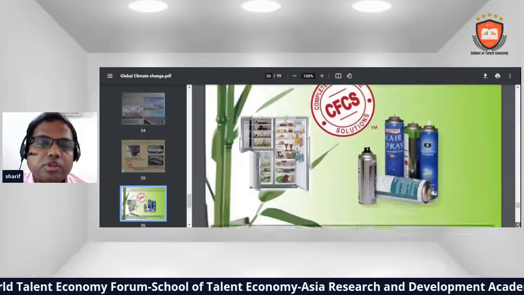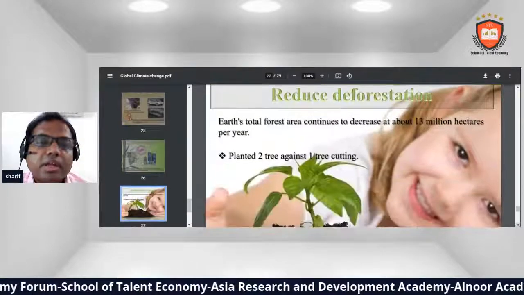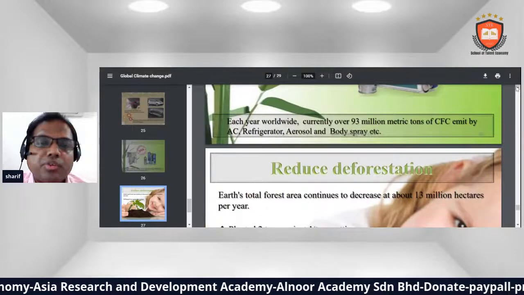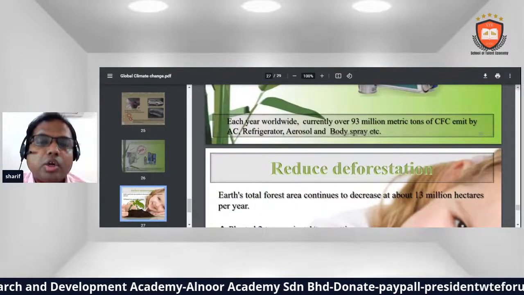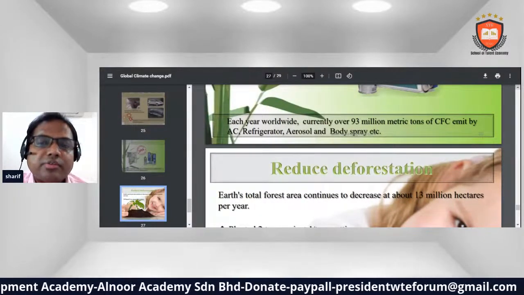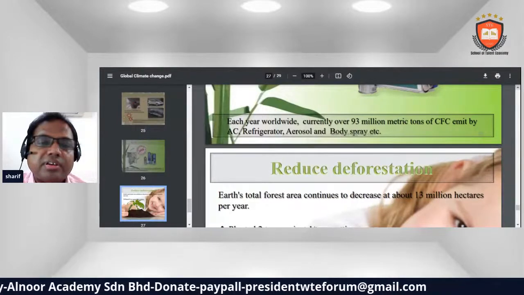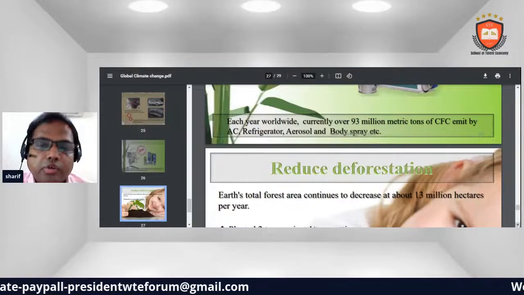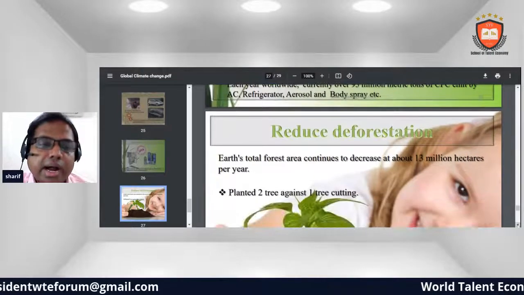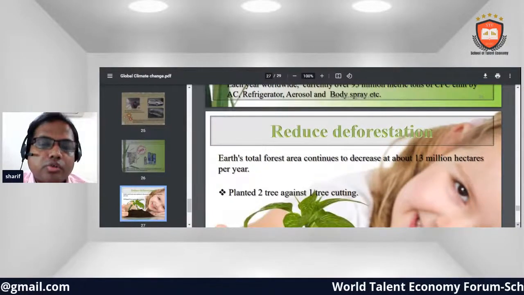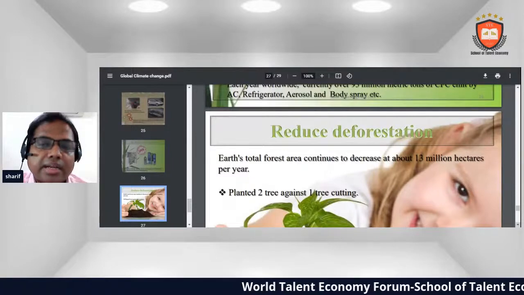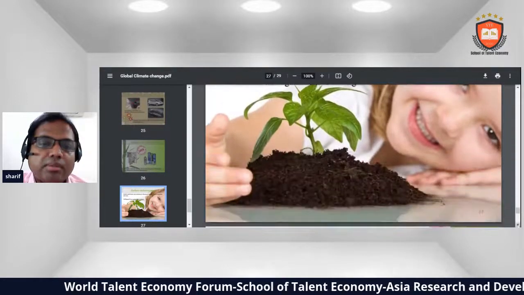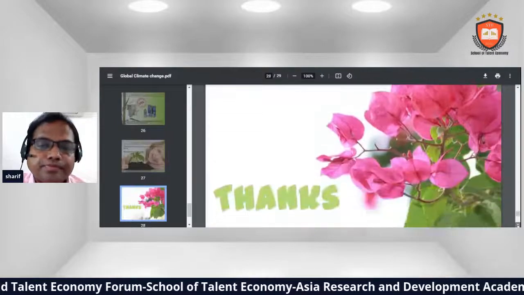Reduce CFC emissions. Worldwide each year, over 93 million metric tons of CFC are currently emitted by ACs, refrigerators, aerosols, and body spray. Reduce deforestation. Earth's total forest area continues to decrease at about 13 million hectares per year. Plant 2 trees for every 1 tree cut.